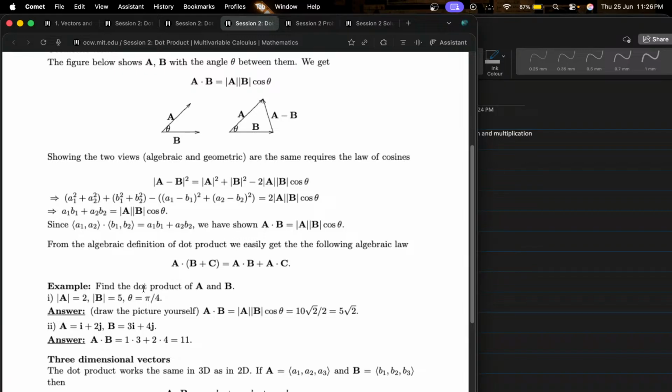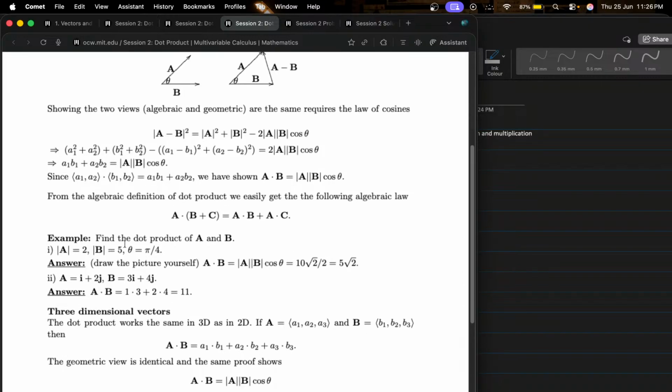From the algebraic definition of the dot product, we easily get the following algebraic law: A dot (B plus C) equals A dot B plus A dot C. Yeah, it's simple, it's the basic law. So for the final dot product of A and B, A is this, B is this, and cos theta is given. So we just have to put in AB cos theta. 4 plus 24, 4 plus 25, 20.